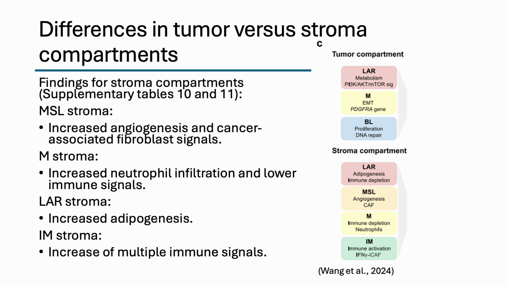Mesenchymal stroma were found to have increased neutrophil infiltration and lower immune signals. Luminal androgen receptor stroma were found to have increased adipogenesis, so formation of adipose. Immunomodulatory stroma had increase of multiple immune signals, and an interesting clinical finding of that is that patients who had a mesenchymal subtype were more likely to remain in remission when the stroma was mesenchymal stem-like and had increased immune signaling compared to having stroma that was just mesenchymal. So that's an interesting clinical finding.